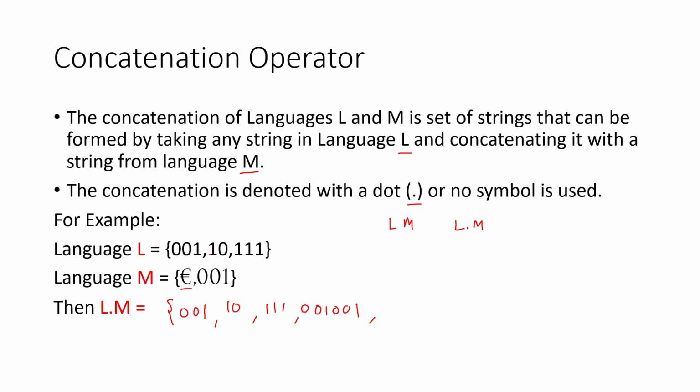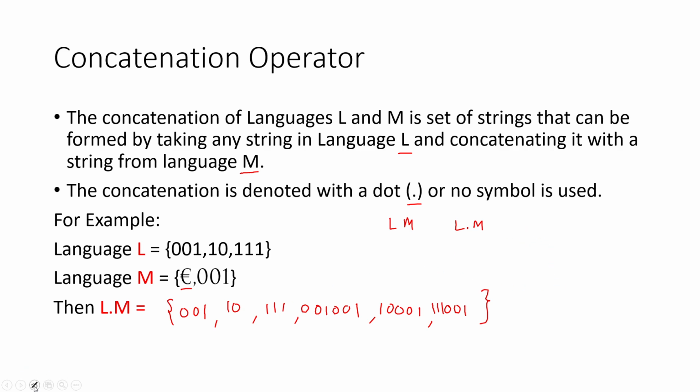Then similarly, 10 and 001. So you write that like that, 10, and then you have 001. So the string from language M. Then you have 111 and then 001. So we perform concatenation, 111 and then 001. So 111 001. So this is the concatenation operation. I hope you understood the concept. Do you want to take another example?